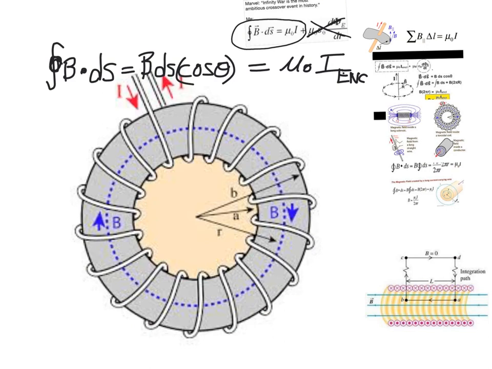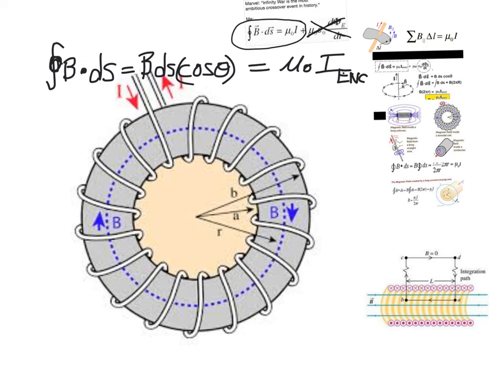So let's finish with the toroid. The toroid is a very interesting device in electric circuits. It's a coil that closes on itself. And since it closes on itself, the magnetic field lines inside the coil can close on themselves. And so it's a device that has no magnetic field outside it. All the magnetic field is contained within it. And so we want to know what is the strength of the field within it.